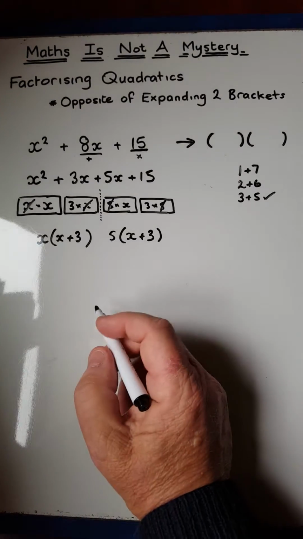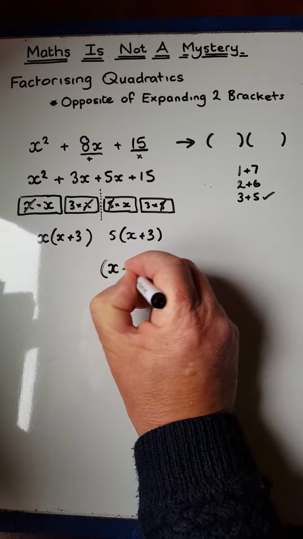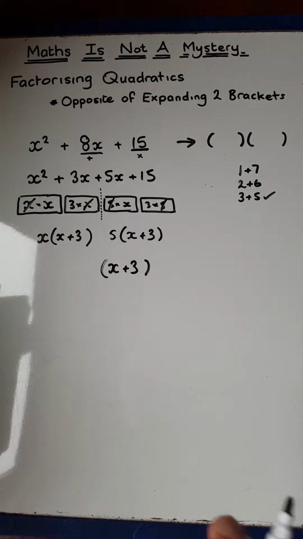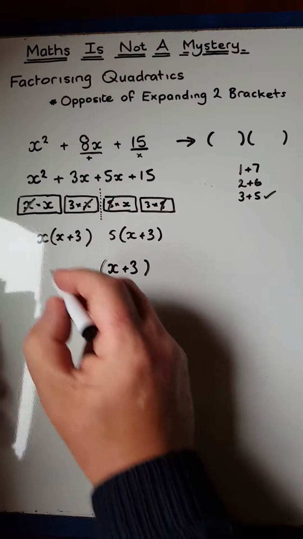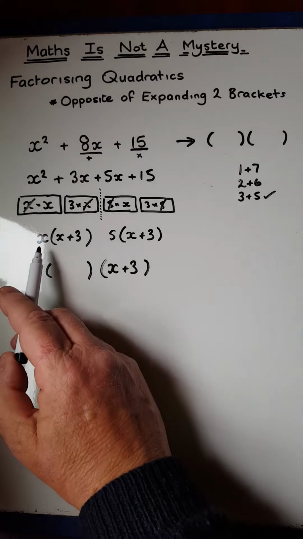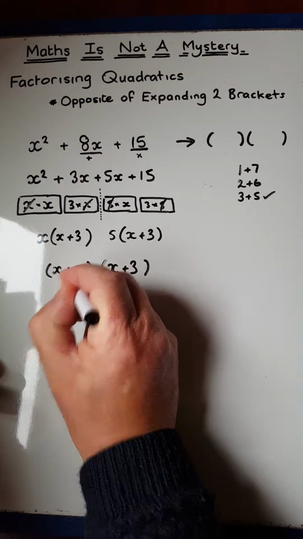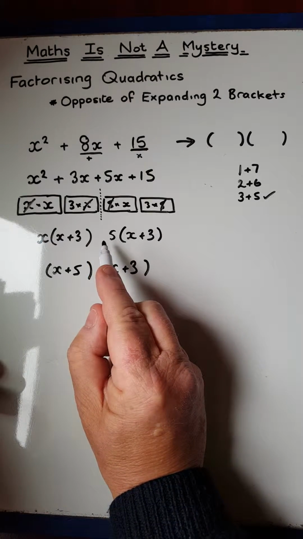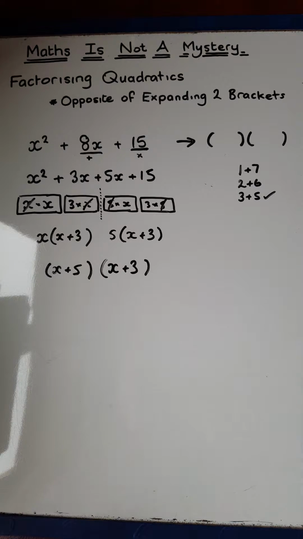We've nearly finished now. The x plus 3 is one of the brackets. It doesn't matter whether it's the first bracket or the second bracket. I'm going to put it second. What goes in the first bracket is what's left on the outside, and that's x plus 5. If that said minus 5, it would be x minus 5. It doesn't. That's it.